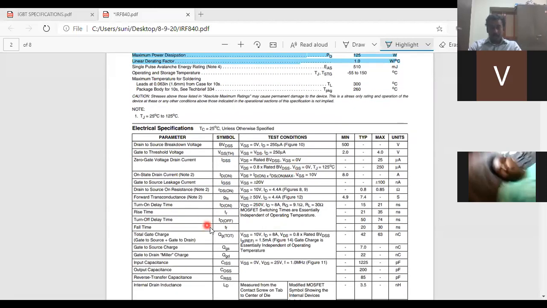Here you are going to consider the time instances. One is the turn on delay time, rise time, and turn off delay time. All these delay times are in terms of nanoseconds, ns. That states that these devices are very fast switching. They are essentially employed for very fast switching, and they have an operating temperature of around 50 to 150 degrees. Maximum operating temperature is 150 degrees.